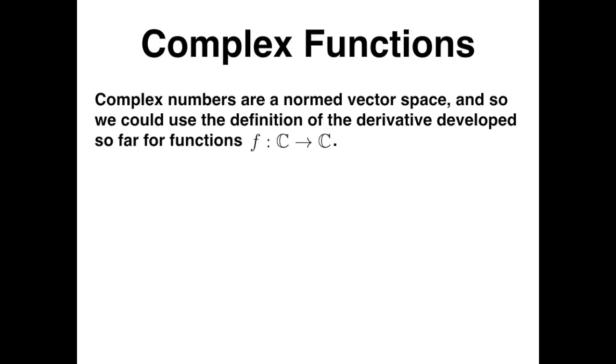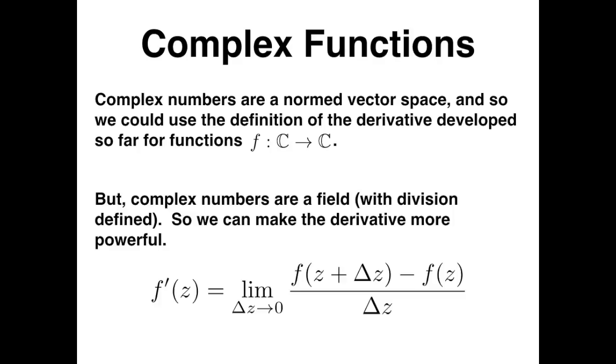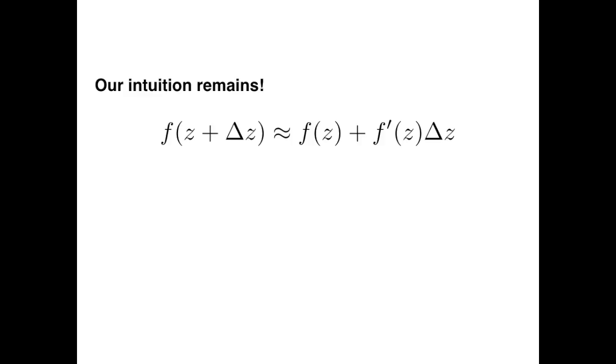Now, complex numbers are a normed vector space, and so we could use the definition of the derivative developed so far for functions that map complex numbers to complex numbers. But complex numbers are a field, and so division is defined. So we can make the derivative more powerful, and here's how we define it. It's the limit as delta z approaches 0 of f of z plus delta z minus f of z divided by delta z. And we can do this again because division is defined for complex numbers. With this definition again, our intuition remains. We get this approximation that's valid when delta z is small.